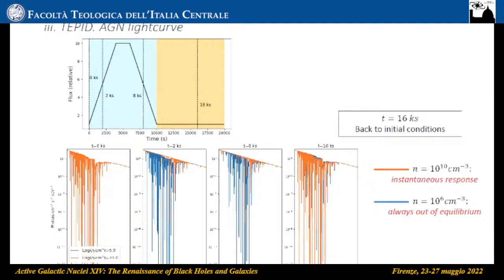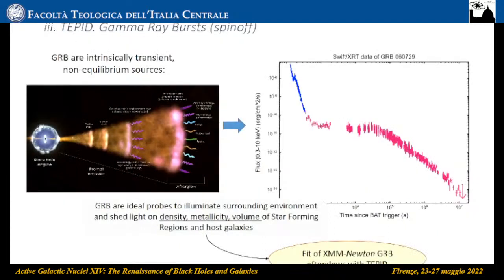Here there is a brief spin-off that I don't have time to discuss, but in any case we are applying this also to GRBs, which are totally different sources, but they are intrinsically variable. So we are fitting gamma ray burst afterglows observed by XMM with a time evolving code. And here you can see a comparison.